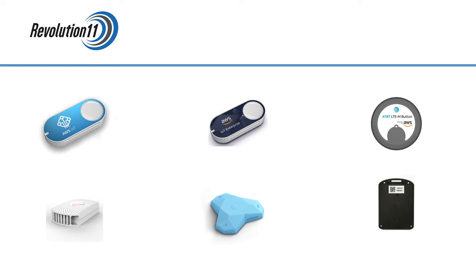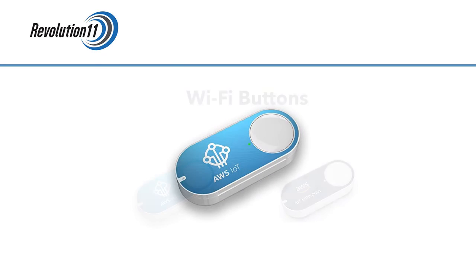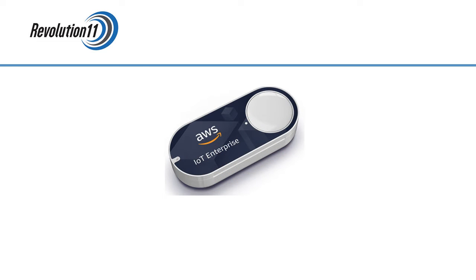Okay, now that we've covered what buttons are and what they can do, let's review the different types of buttons that are out there. If you are mainly going to be using your buttons in one place and it has a Wi-Fi network, the AWS buttons might just work for you. The first is the AWS IoT button, which you can pick up for about $15 on Amazon. And the second button is the AWS Enterprise button, and you can get that one for about $20 on Amazon.